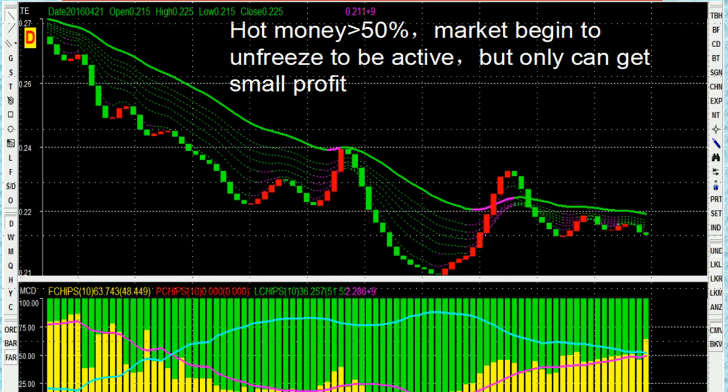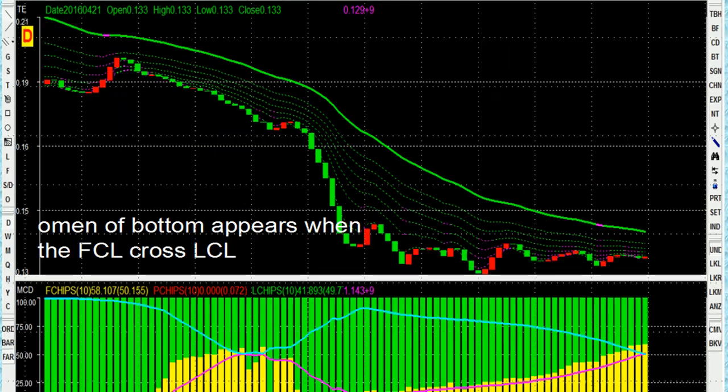So we can see here the green column more than 50. You should know this area, the stock is frozen. We can buy or not? We cannot buy. Better to wait and see. Okay. So if you see the green color below 50, during this area below 50, what's that meaning? The stock starts to be active, but if you operate, you only can make small profit. Okay. Then we can see next one.